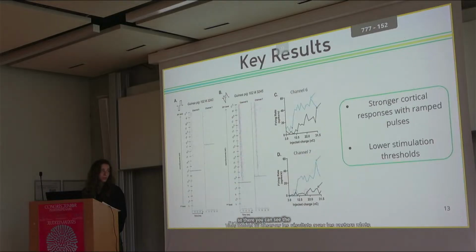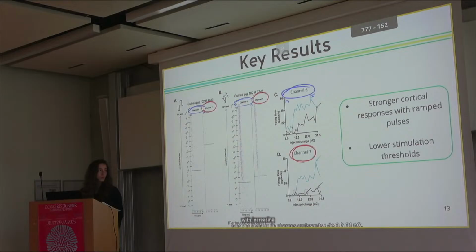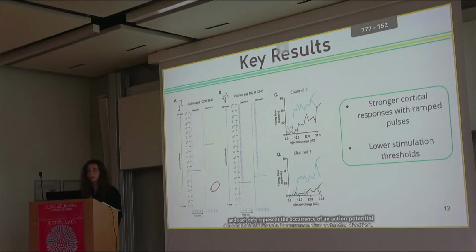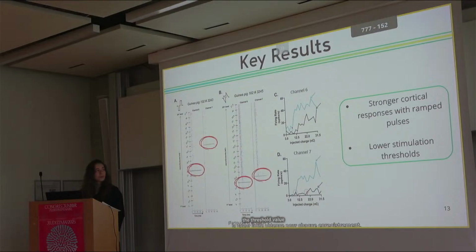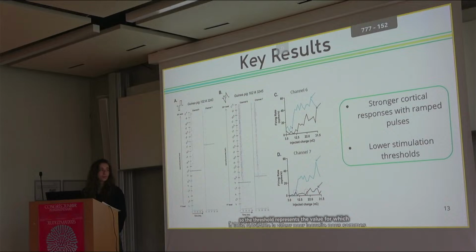So there you can see the result with the raster plot, which represents the raw evoked responses obtained in the auditory cortex for two simultaneous recordings, labeled channels 6 and 7, with increasing levels of charge from 3 to 31 nanocoulombs. Each dot represents the occurrence of an action potential, and the dashed line indicates the threshold value obtained for each recording, so the threshold represents the value for which we're sure it's not a spontaneous activity.